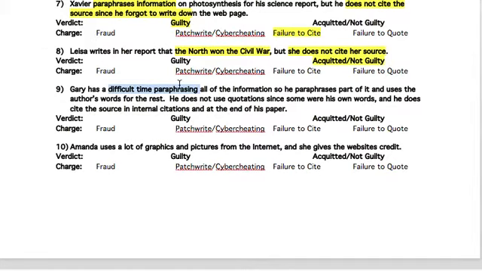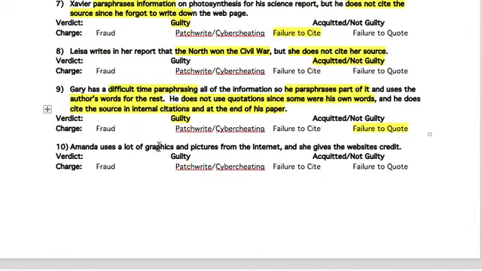Gary's having a difficult time paraphrasing, which is kind of a hard skill. So he's going to paraphrase some of it, which is great, good job, and he's going to use the author's words for the rest. But because he used some of the words on his own, he doesn't use quotes around anything since, hey, some of it's in my own words. But he does create some internal citations at the end of his paper. So great job, Gary. But Gary, you're still guilty. Why? Because he is failing to cite. Actually, he's failing to quote. So even though you are using somebody else's words, you still need to put it in quotes. You still need to give credit. So now we move on to number 10.